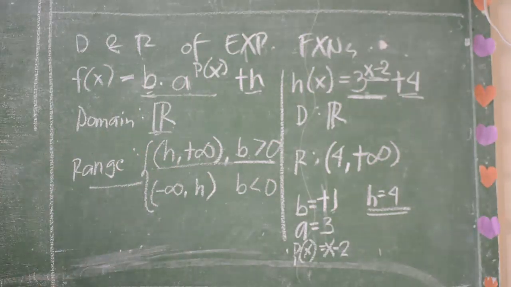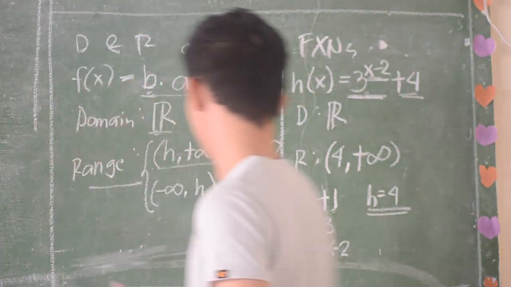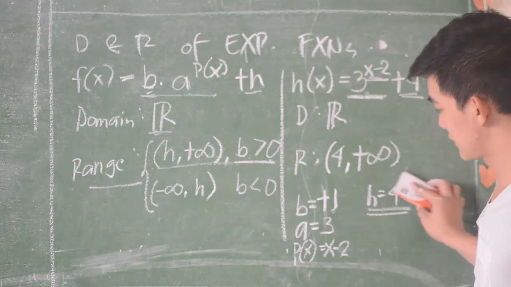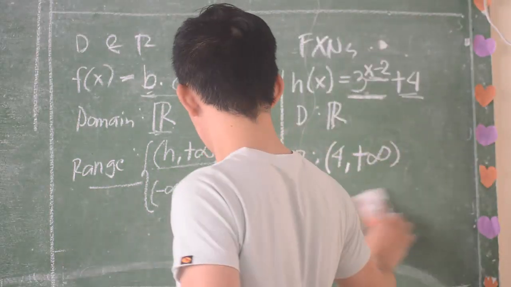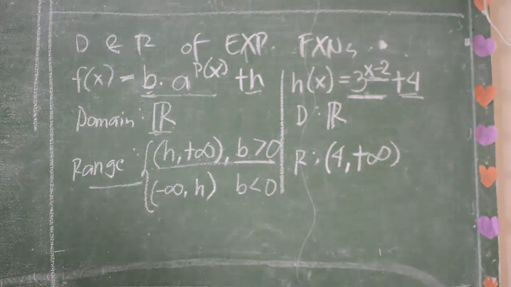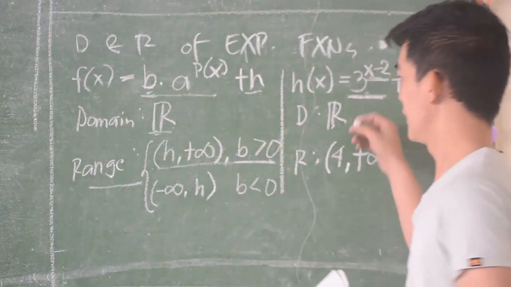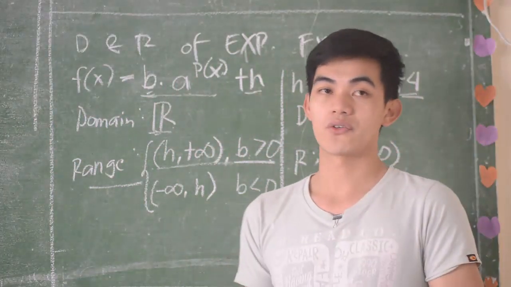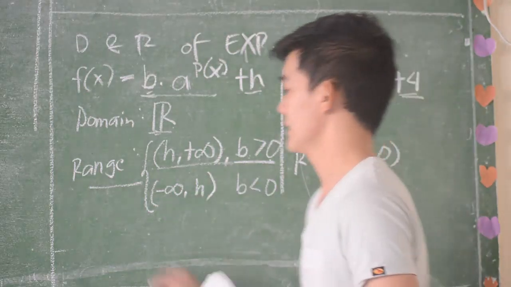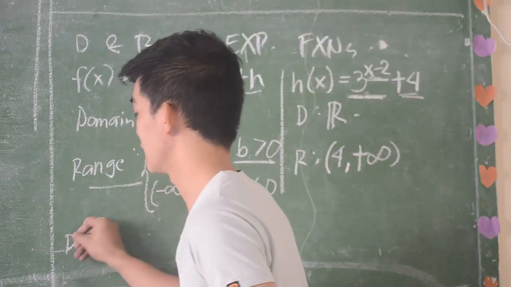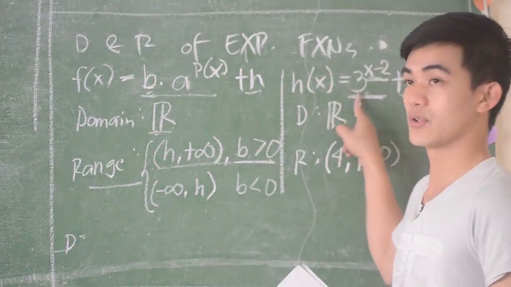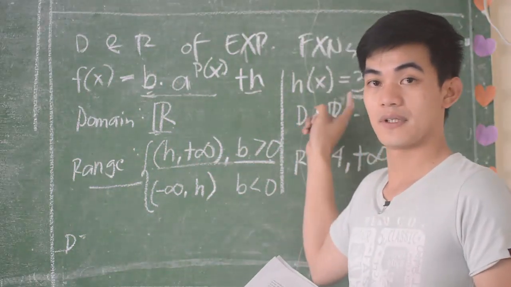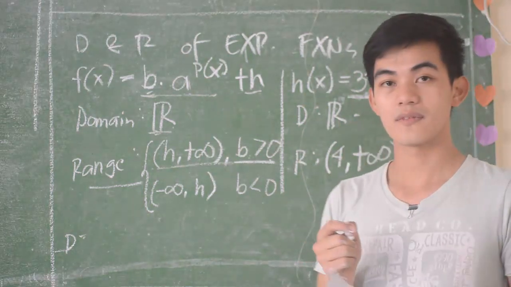Now, anong ibig sabihin ng mga domain and range na yan, no? Let's see. Nasundan siguro dito, kaya let me just erase this one. Ano nga bang silbi ng domain and range, no? First, we identify the domain as the set of all real numbers. Ibig sabihin yan, class, since R yan, kahit anong value ng x, ang isa-substitute natin dito, defined pa rin yung ating function.